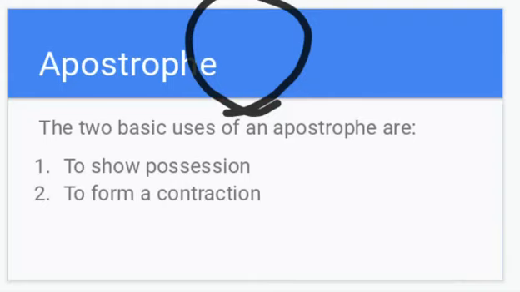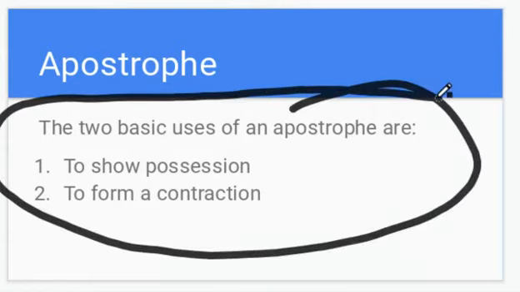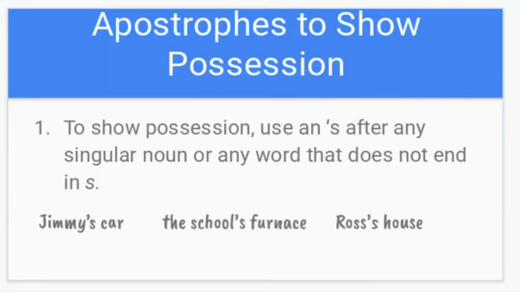So there are two basic uses of an apostrophe. Okay, so write this down. Right here, write it down. The two basic uses of an apostrophe are to show possession, or that you own something, and to form a contraction. So that's two words put together. So first, we're going to talk about apostrophes that show possession, so that you are owning something.